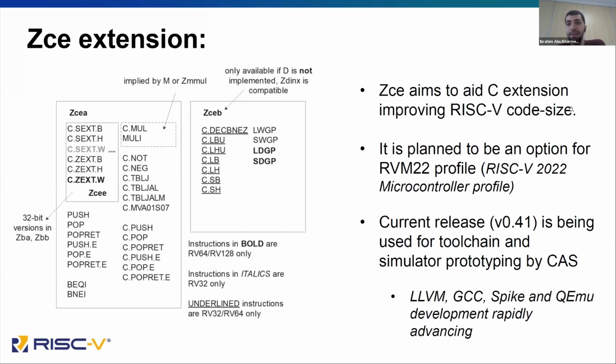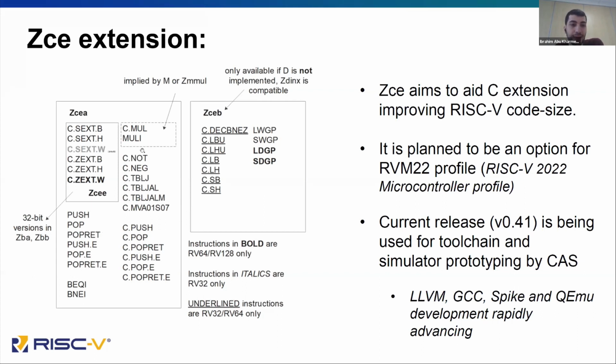So a short overview of the Zce extension. Its main aim is to aid the C extension in improving RISC-V code size. If somebody wants to reduce the code size for RISC-V, first they should use the C extension, obviously, and then they should look at Zce. It includes these instructions, in two different subsets. Some of it reuses some encoding space from the C extension, but some of it doesn't. That's why they are split here.